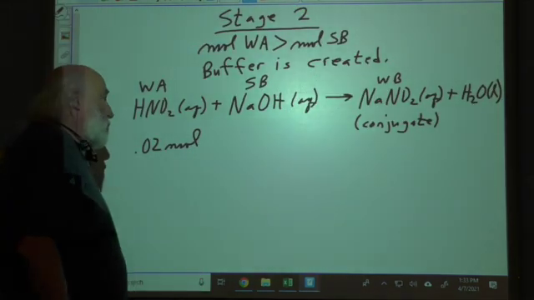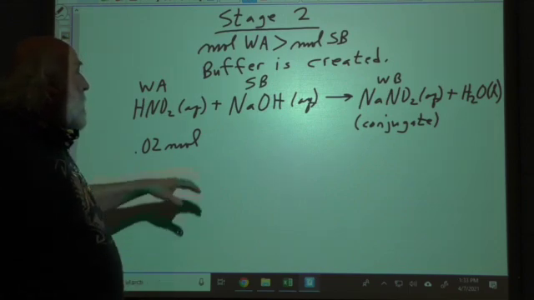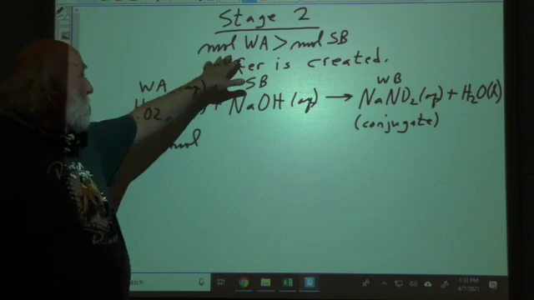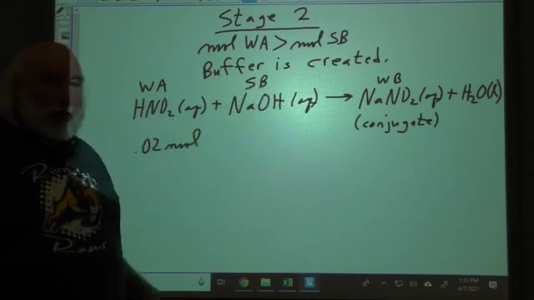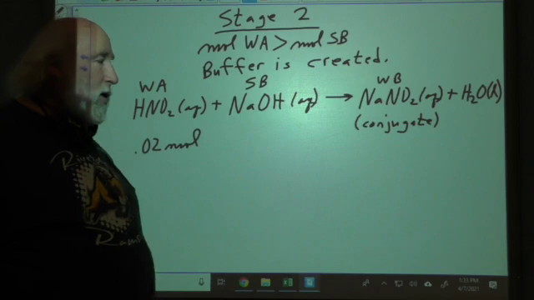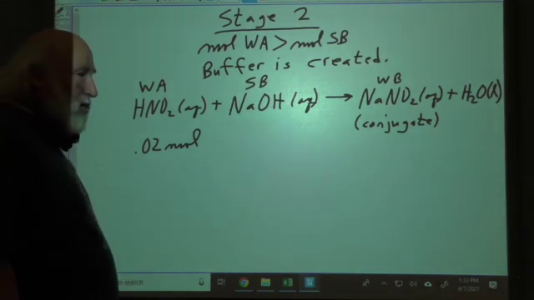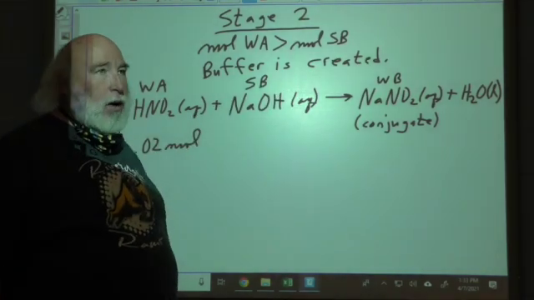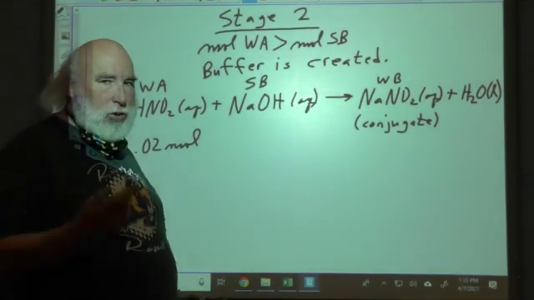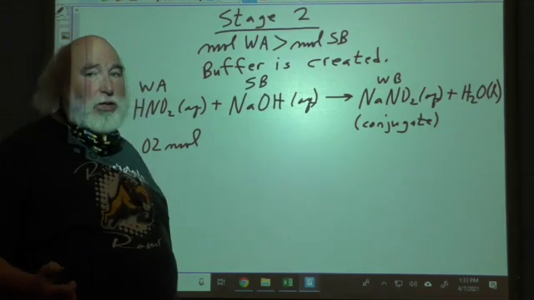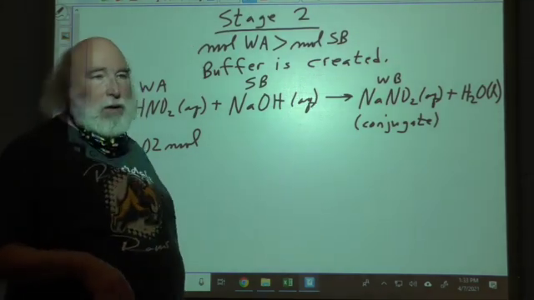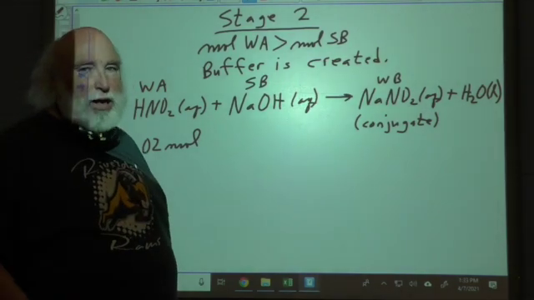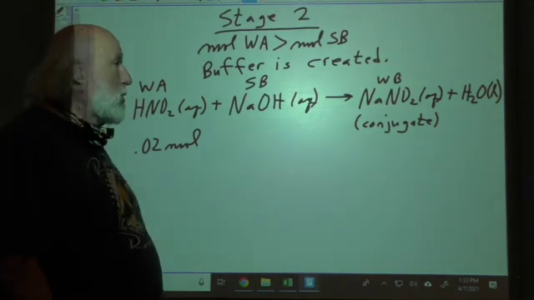Stage two. Now in stage two, this is again defined the same way. We have the moles of the weak acid is greater than the moles of the strong base that's titrating. What is different here is that we're going to get a buffer. Now why? Well, in the strong acid, strong base titration, we eliminated all of the base and had nothing but strong acid left over. And because it was strong acid, it was really easy to figure out the pH.